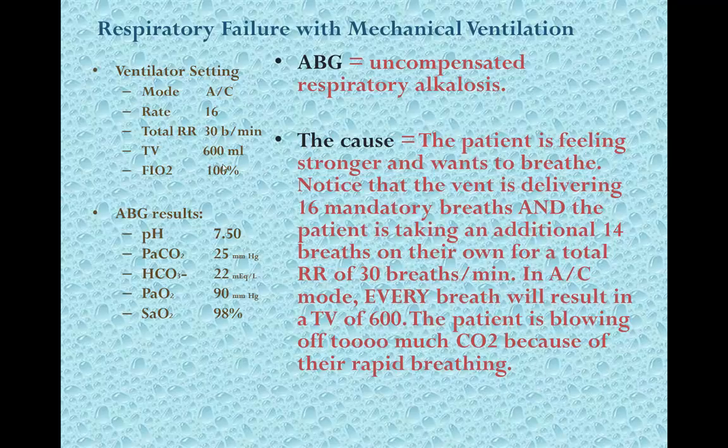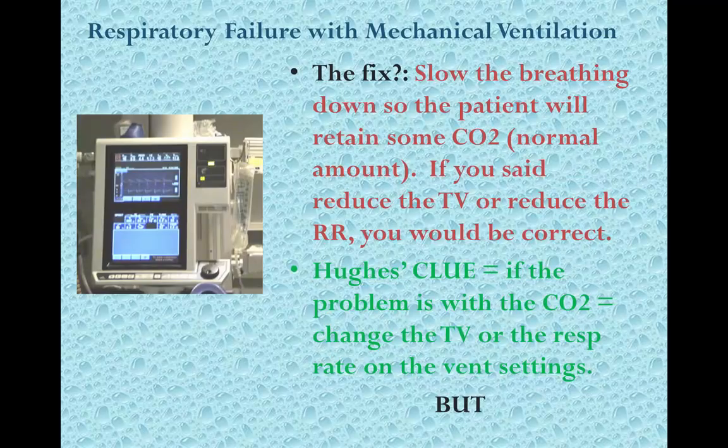That patient is blowing off way too much CO2, and that's what's causing a respiratory alkalosis. So what's the fix? The fix is to slow the breathing down so the patient will retain some CO2. We want the CO2 to be somewhere between 35 and 40. So if you said to yourself, here's what I should change on my ventilator, either reduce the tidal volume or reduce the respiratory rate, you would be correct.